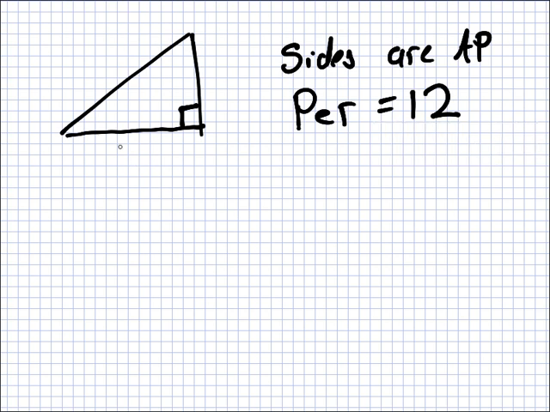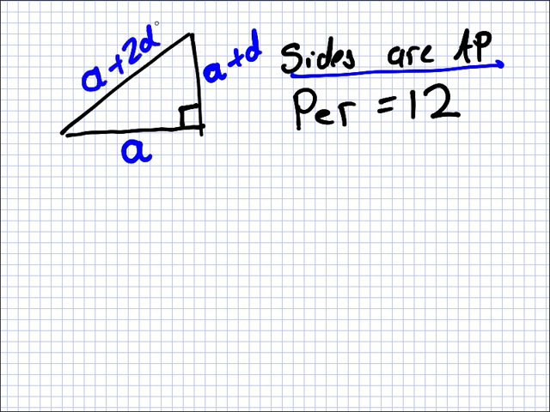Okay. So what will we call the first side here? A, yeah. And this side? Maybe something different. D. What is it? The hypotenuse is C. No. A plus D. What are we making use of here? That the sides are in AP. Yeah, and what will be the hypotenuse? A plus 2D. Okay. Now, we know that the perimeter adds up to 12. So we know that A plus D plus A plus 2D, that should equal 12.